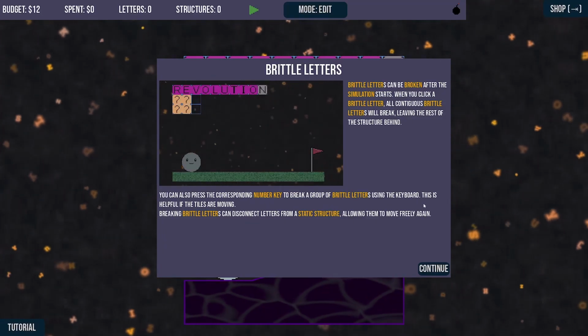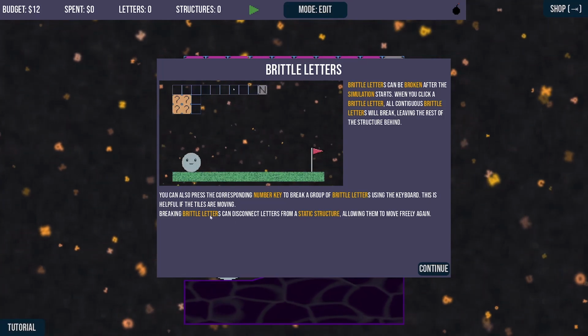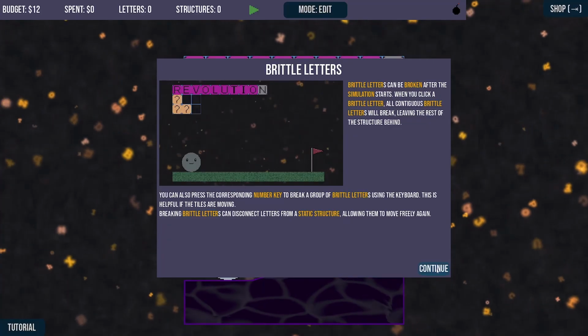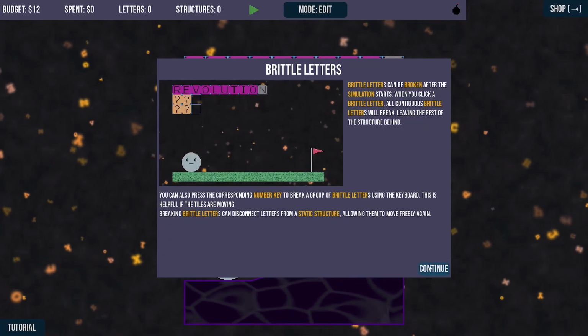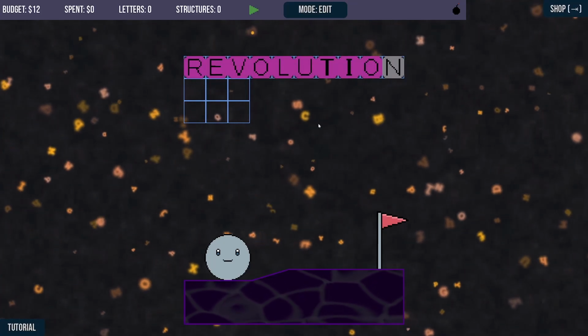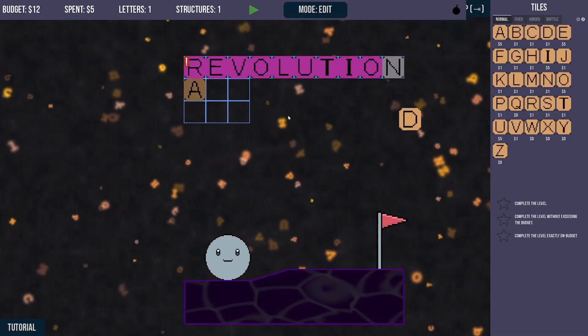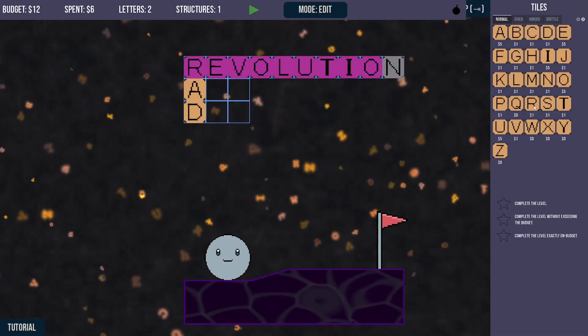Brittle tiles are perhaps the most important mechanic in the game. We only see the introduction to them here, but they're the main way to modify your machine after the level starts. When you click them, they break, and the structure itself separates. Here, we use it to time a drop. That timing isn't actually important in this level, but in future levels it will be.